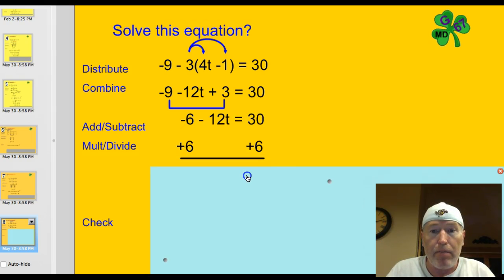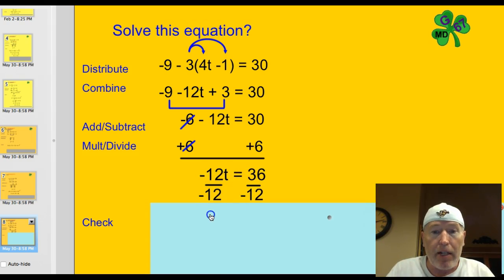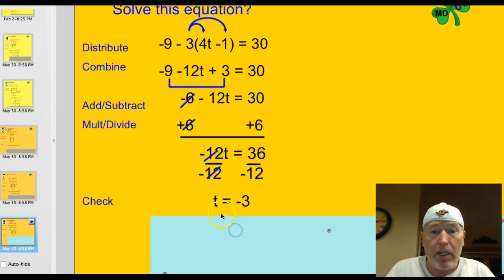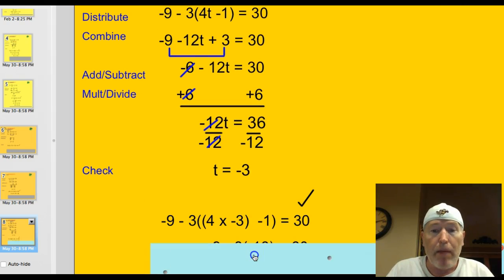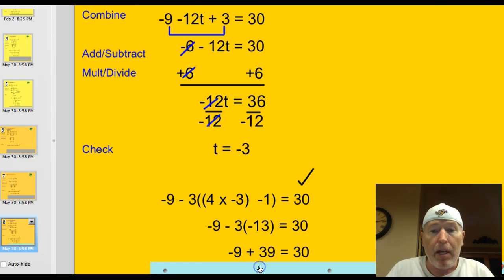Now you can add 6 to both sides. These bad boys will cross off. Looks like you're going to have -12t equals 36. You're going to divide by -12 on both sides here. Now you've isolated the t. You've got t is equal to 36 divided by a -12, which is a -3. Pop it in, and your answer checks out.